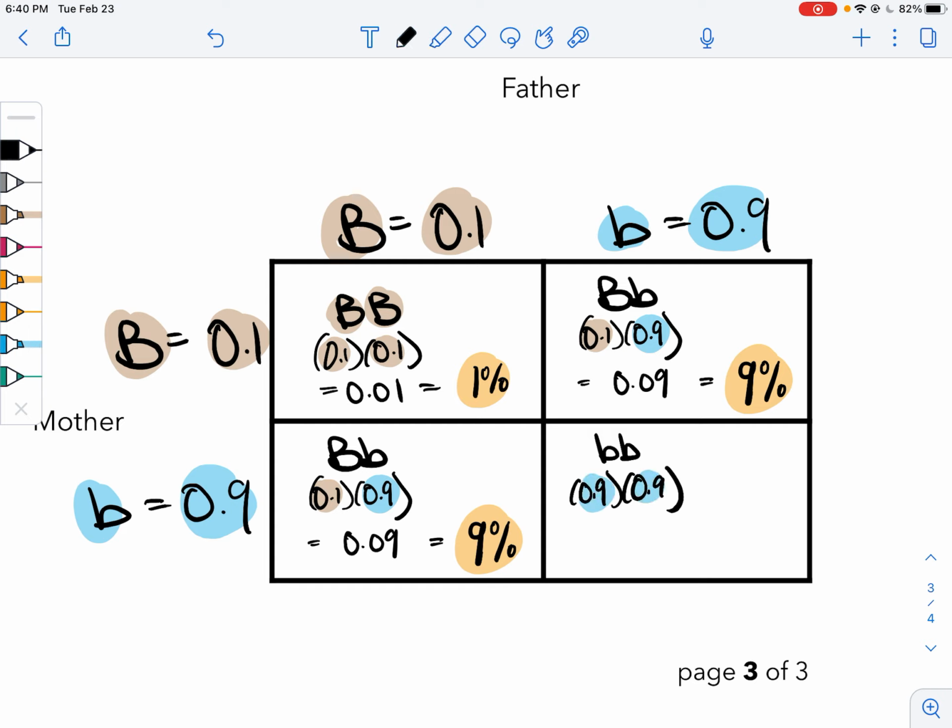which comes out to 0.81, which is an 81% chance of not getting brown.